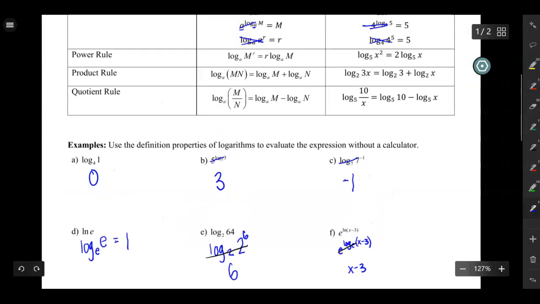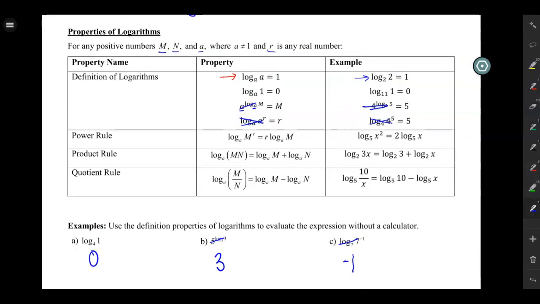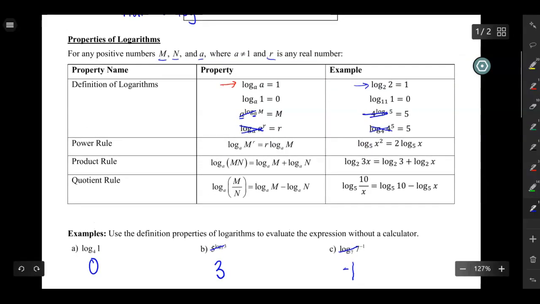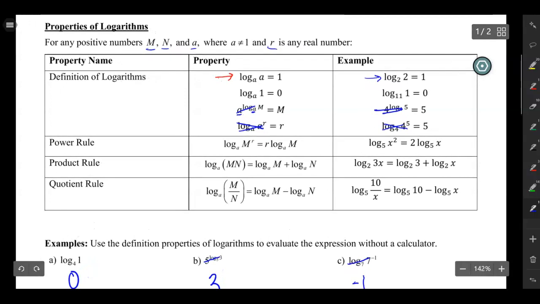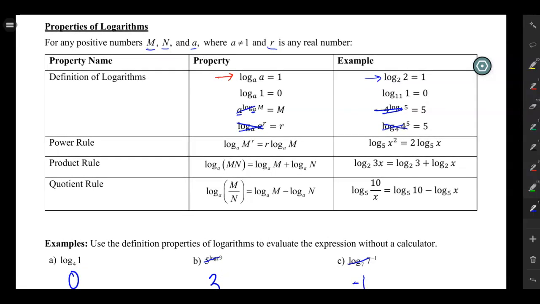Okay. So hopefully that was helpful practicing using those definition of logarithm properties. What we're going to do now is we're going to jump into 3 other kinds of properties called the power, product, and quotient rules. So the power rule, powers, remember, are exponents. So this rule helps us when we have exponents that are embedded within a logarithm.